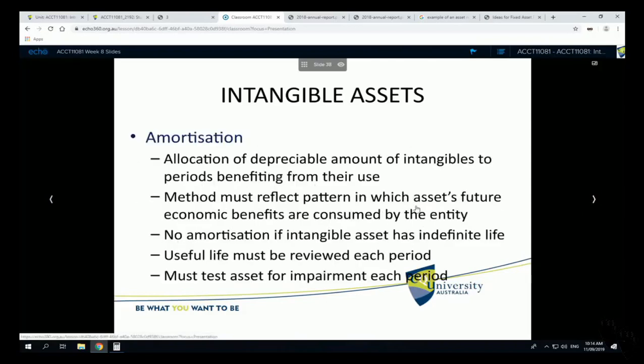We amortise intangible assets, which is essentially the same thing as depreciation. We just don't talk about depreciation with intangible assets. So amortisation is the allocation of depreciable amounts of intangibles to periods benefiting from their use. The method must reflect the pattern in which the asset's future economic benefits are consumed by the entity. There's no amortisation if an intangible asset has an indefinite life, such as goodwill, we don't amortise goodwill. The useful life has to be reviewed each period, and you must test the asset for impairment each period.